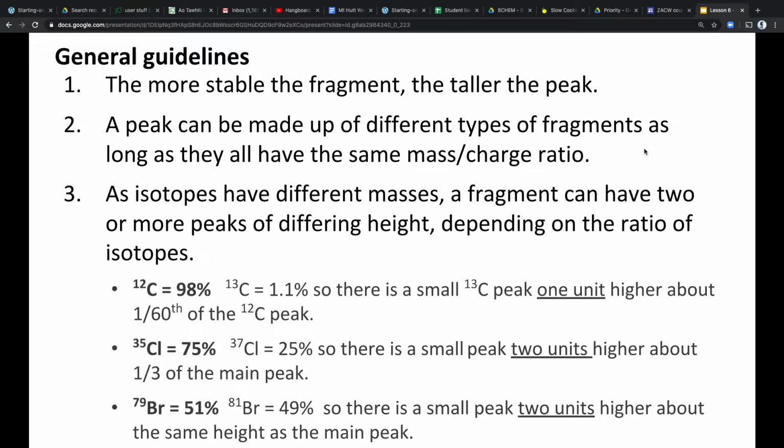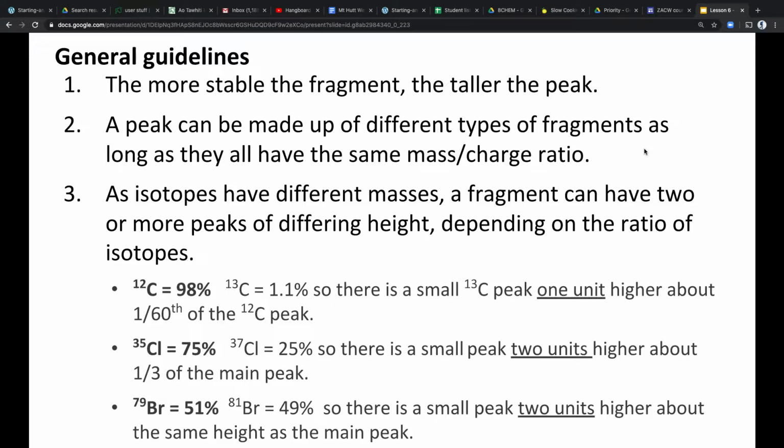Here's some bonus really cool stuff. Isotopes have different masses. Who would have thought? If you chuck some extra neutrons on something to make an isotope, it's actually heavier. We know that. A fragment can have 2 or more peaks of differing heights if it contains certain elements where it has an isotope that exists in a certain abundance where it'll actually produce a noticeable peak on your spectrum.